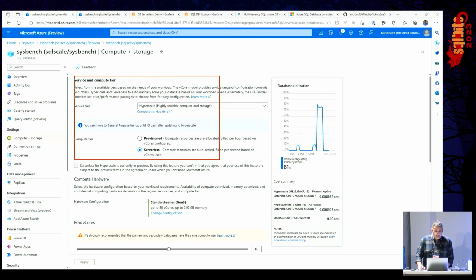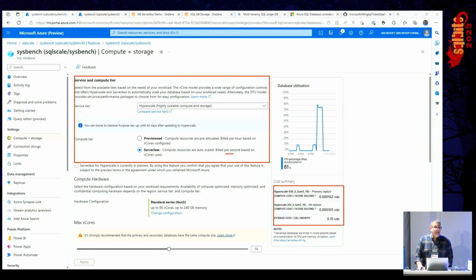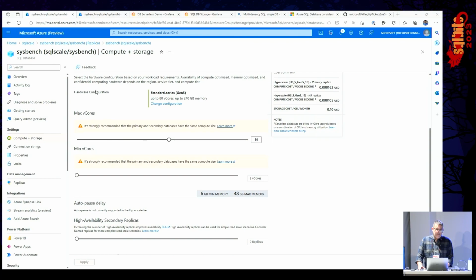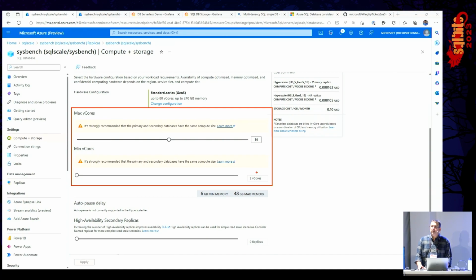So we have the hyperscale tier there, and your choices are provisioned or serverless. Serverless is billed per second based on vCores used. Provisioned is pre-allocated, of course, billed per hour. That's a big difference. You see the rates there. The replica is a little cheaper than the primary. That's per vCore second on the right. And then you see the configuration there of min and max vCores. In this case, it's 2 to 16, but it's an 8x factor of min and max that you have to maintain. And it'll automatically scale between that min and max.